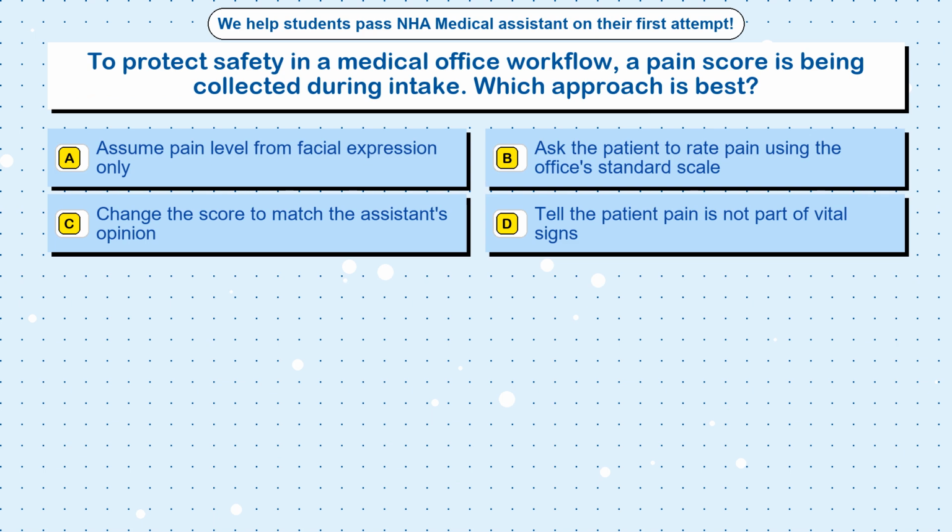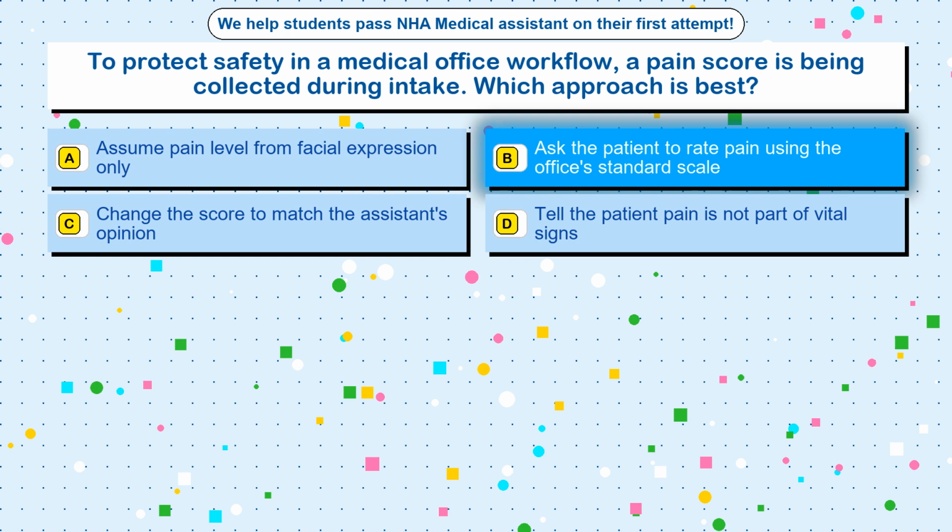Question 65. To protect safety in a medical office workflow, a pain score is being collected during intake. Which approach is best? Option A, assume pain level from facial expression only. Option B, ask the patient to rate pain using the office's standard scale. Option C, change the score to match the assistant's opinion. Option D, tell the patient pain is not part of vital signs.